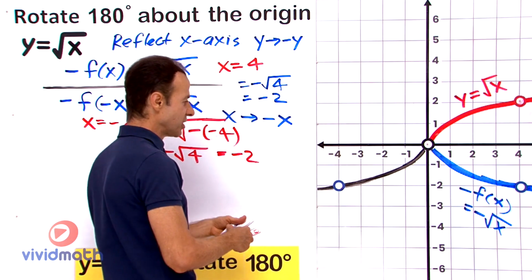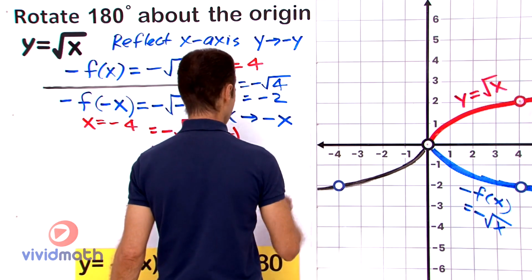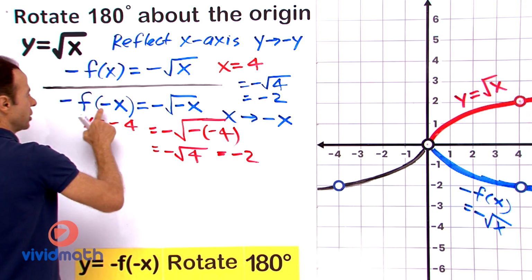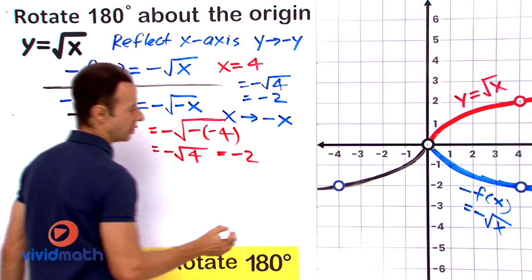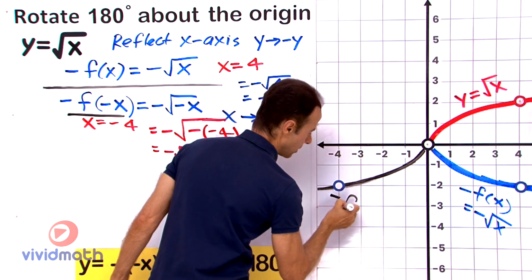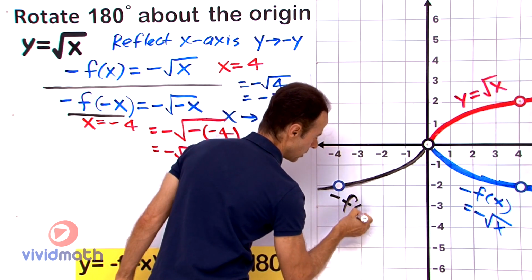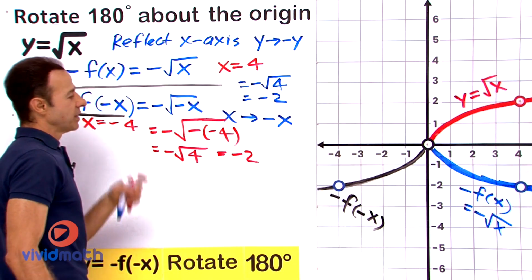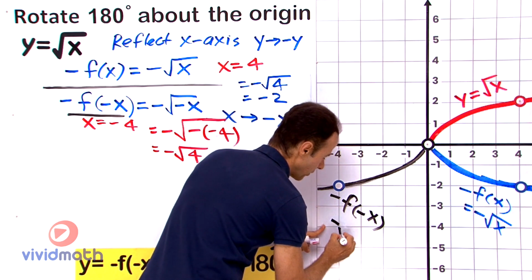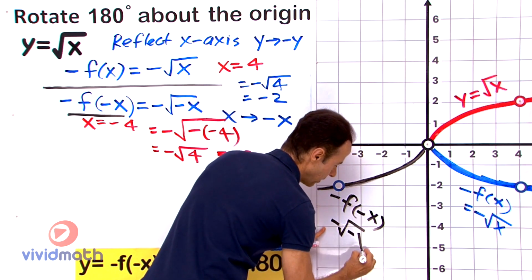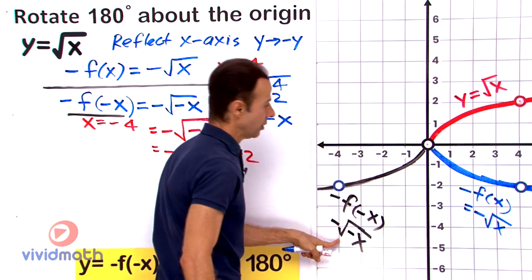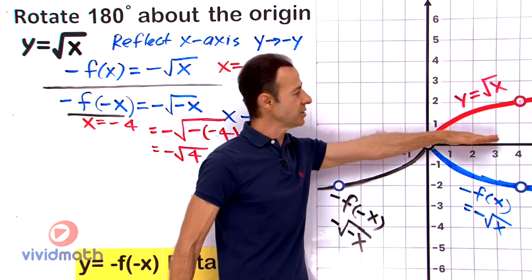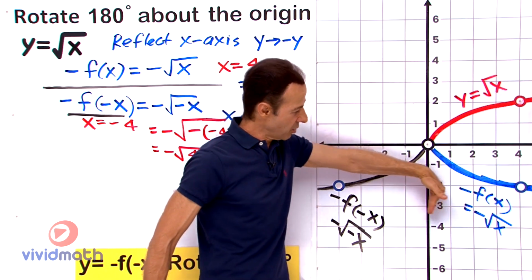So there we go. So what is this one here now called? This one is called negative function negative x. So this is negative function negative x, which equals negative the square root of negative x. There we go. So let's have a look how that rotated. You can see that it's a rotation of 180 degrees. So it spins all the way across and comes across there.